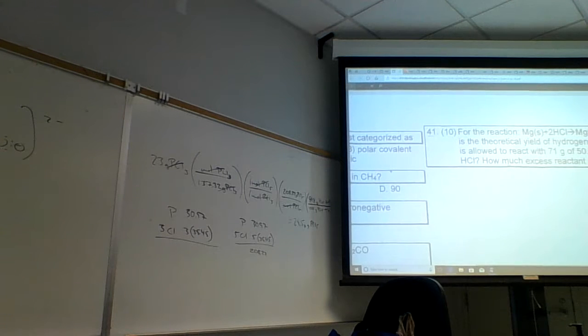For the reaction, magnesium solid plus 2 HCl yields magnesium chloride and hydrogen gas. What is the theoretical yield of hydrogen when 12 grams of magnesium is allowed to react with 71 grams of 50.0% by mass HCl? How much excess reactant would there be? So in this one, I wouldn't do the comparison of moles method. I mean, I guess you could. I would just do the smaller amount method.